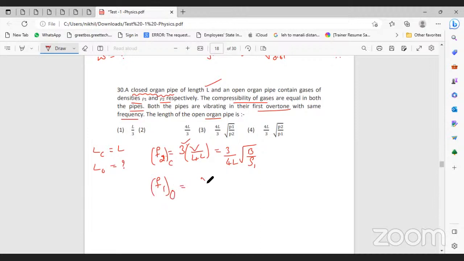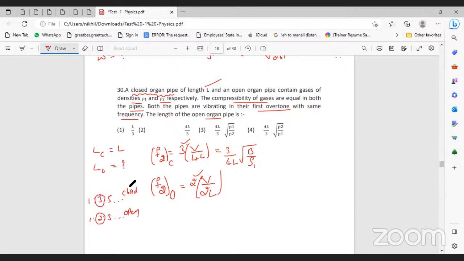For an open pipe, the frequency is v by 2L. The first overtone means the second fundamental frequency. You know that for an open pipe it is 2 times, because the frequencies in a closed pipe are in the ratio 1:3:5, and for an open pipe they are in the ratio 1:2:3. So it is 2 times.